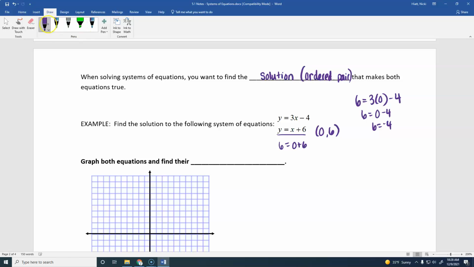That is true, but this one's not true. So 0, 6 is not a solution to both of these equations. So 0, 6 is out. I have ruled out one out of infinitely many solutions, right? So I could guess another one. What's another one we could try? So I need like the ordered pair, the x and the y coordinate. 2, 12 won't work for either one of them.